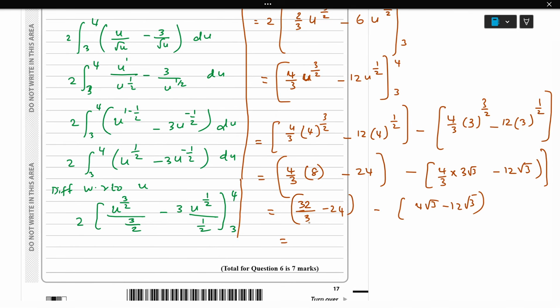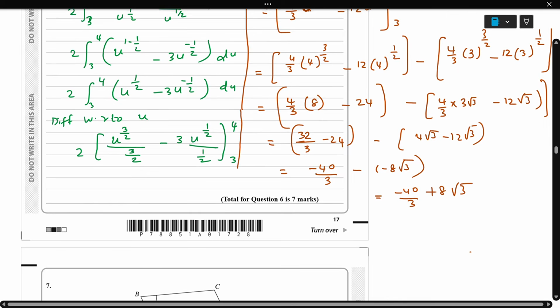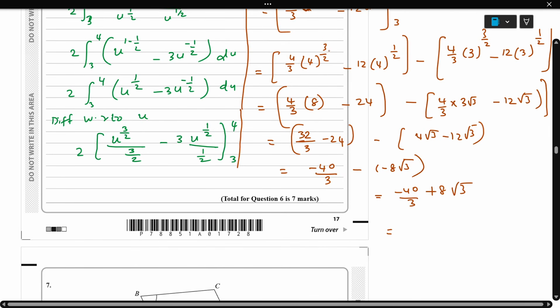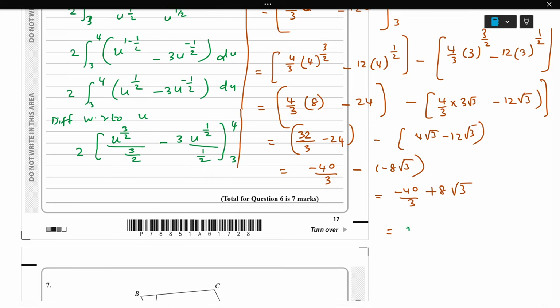So when you simplify, make the same denominator, so we get 32 minus 72 by 3, which is minus 40 over 3, and here minus 4 root 3 and minus 8, so minus 8 root 3. So it becomes minus 40 by 3 plus 8 root 3. So that's the final answer for us, which is 8 root 3 minus 40 by 3. That's our final answer of this.